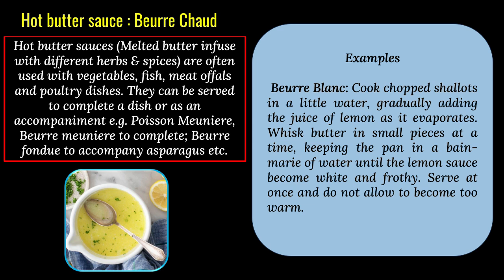Beurre blanc, cook chopped shallots in a little water, gradually adding the juice of lemon as it evaporates. Whisk in butter in small pieces at a time, keeping the pan in a murmur of water until the lemon juice becomes white and frothy. Serve at once and do not allow to become too warm. So blanc means white actually. So beurre blanc is a white butter. It's mixed with the chopped shallots and lemon juice cooked and mixed with butter and melted. Okay.